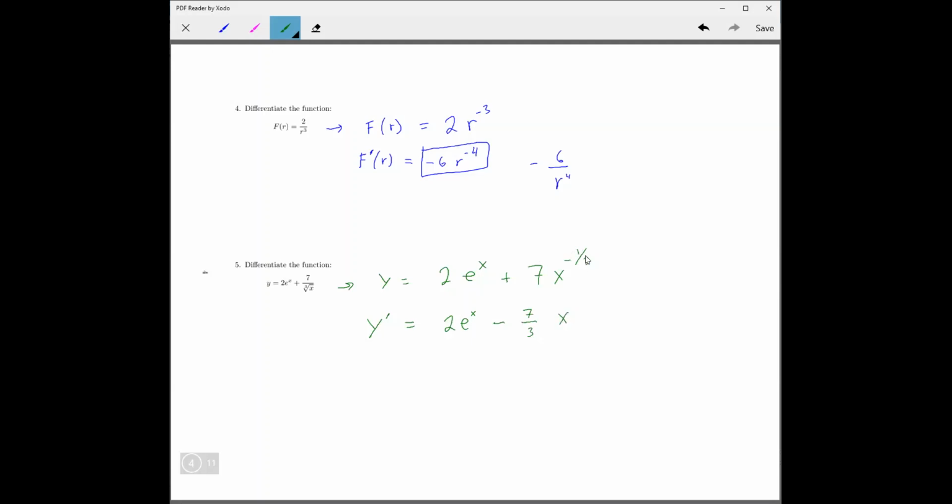Okay, then you reduce this by 1. So -1/3 minus 1 is -4/3. And that's going to go here to -4/3. Okay, so this answer should work for number 5.